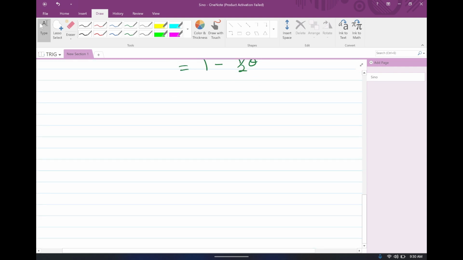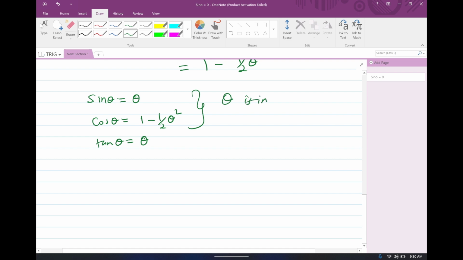You have learned that for small angles, sine theta equals theta, cos theta equals 1 minus a half theta squared, and tan theta equals theta. This happens when theta is in radians and theta tends towards 0.